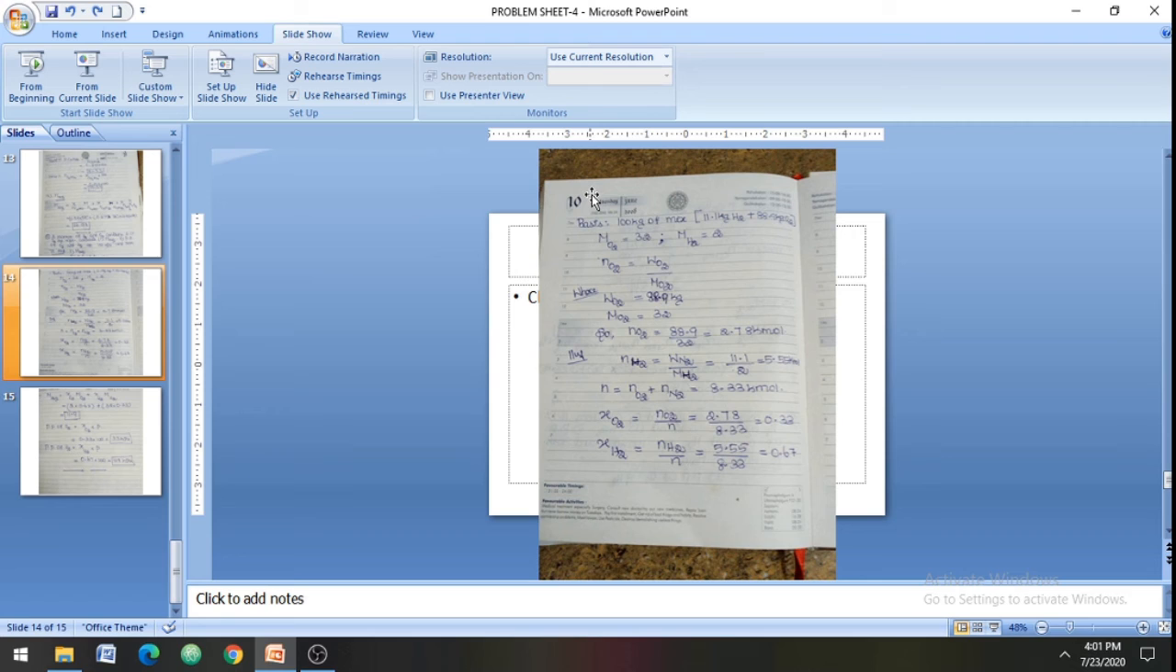Last problem: there is a mixture of hydrogen and oxygen containing 11.1% hydrogen by weight. Calculate M average. Second, the partial pressure of oxygen and hydrogen at 100 kilopascal and 303 Kelvin. So we need to find M average and the partial pressures of oxygen and hydrogen. The basis of this problem is 100 kg of mixture.